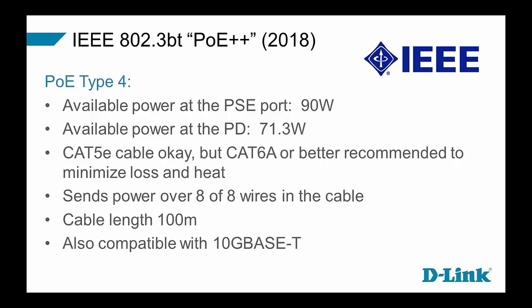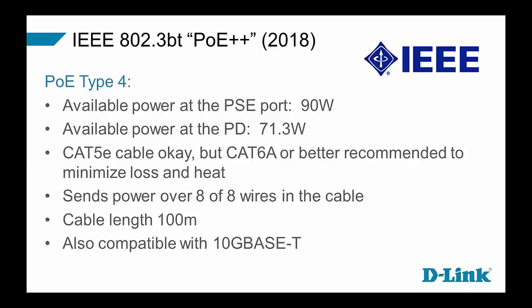And then here's Type 4. Type 4 goes up to 90 watts per port. After losses, about 71 watts available at the PD. With a Type 4, Cat 5e is okay, but 6A or better is recommended.